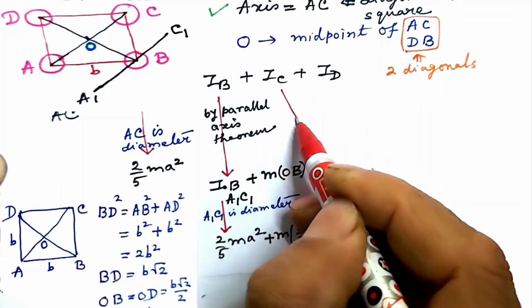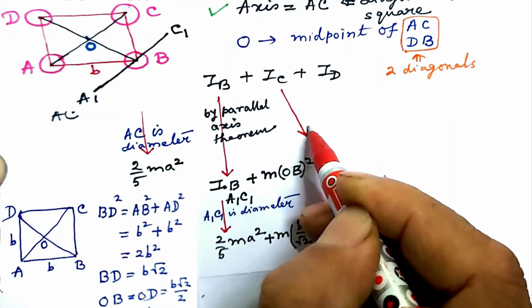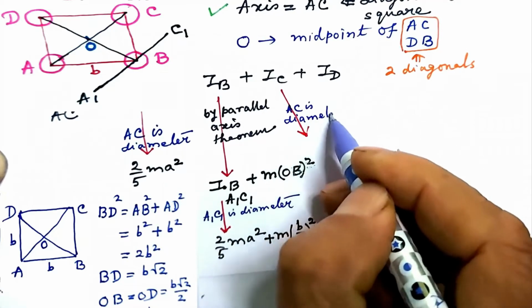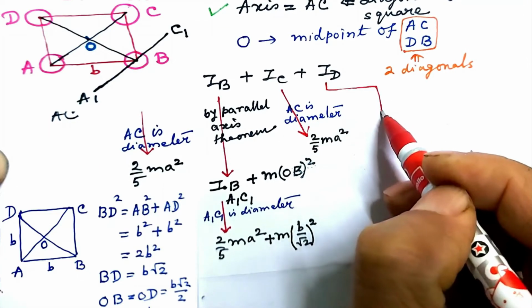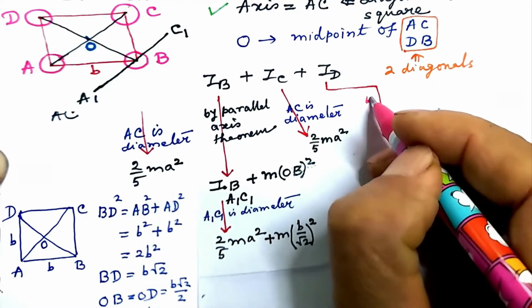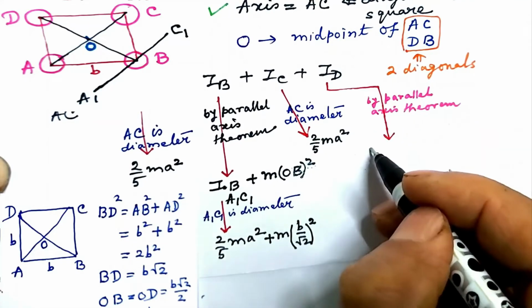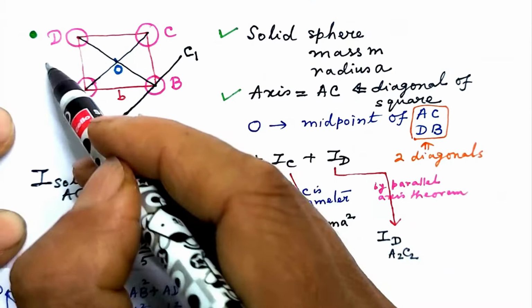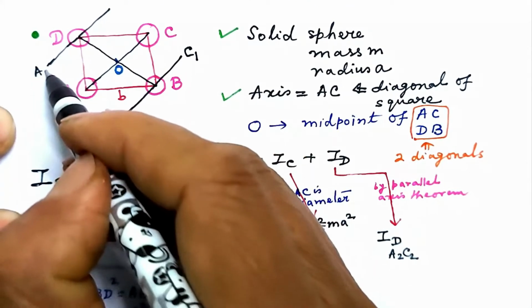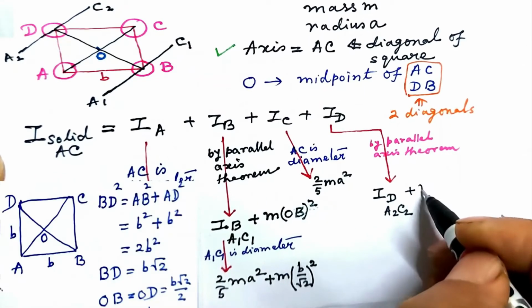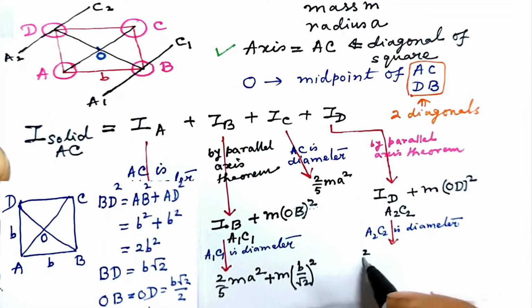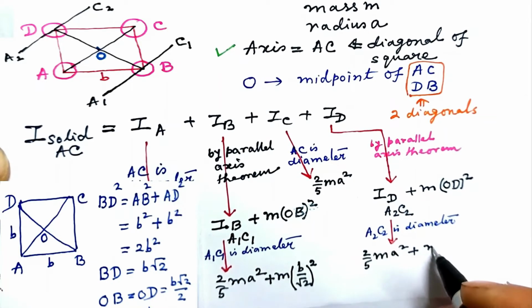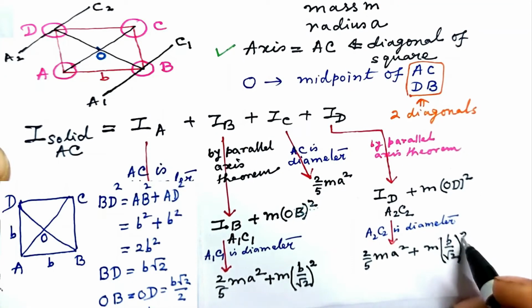Now turn attention to IC, the moment of inertia about diagonal AC. AC is a diameter of the sphere C, and so the moment of inertia will be 2 by 5 MA square. Now we write ID, the moment of inertia of sphere D about AC. Apply the parallel axis theorem. ID will be ID about axis A2C2, where A2C2 is an axis parallel to AC and passing through the center of sphere D, plus M into OD square. Now A2C2 is the diameter of sphere D, and so the answer is 2 by 5 MA square, plus we have M into B by root 2 whole square, because we proved that the length OD is B by square root 2.